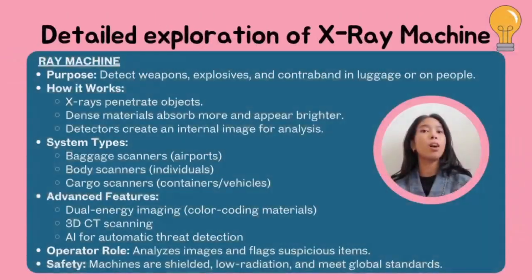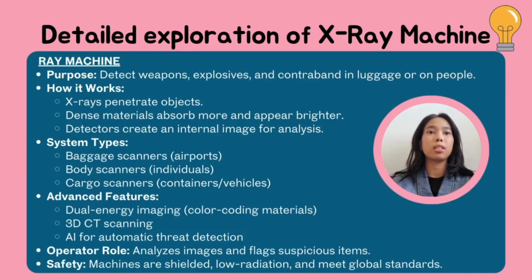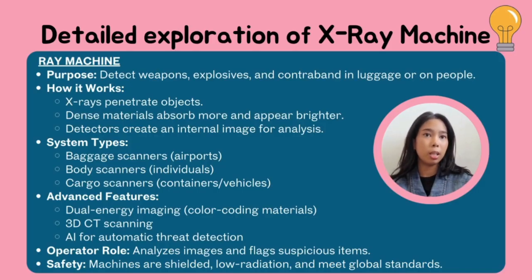X-ray machines are essential tools used primarily to detect weapons, explosives, and contraband in luggage or on individuals, especially in high-security areas like airports and public venues. They work by emitting X-rays that penetrate objects. Denser materials absorb more radiation and appear brighter on the resulting image.